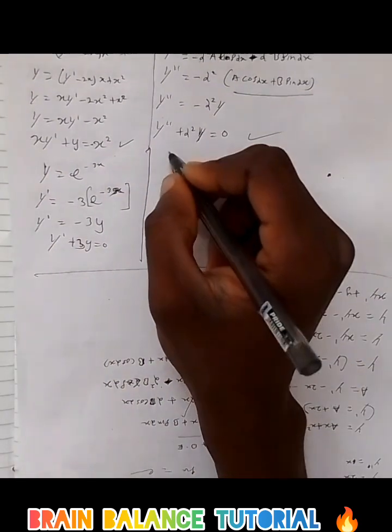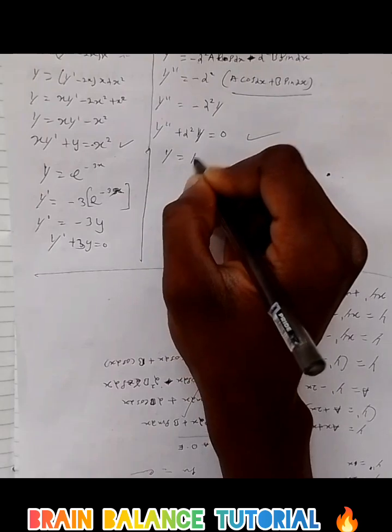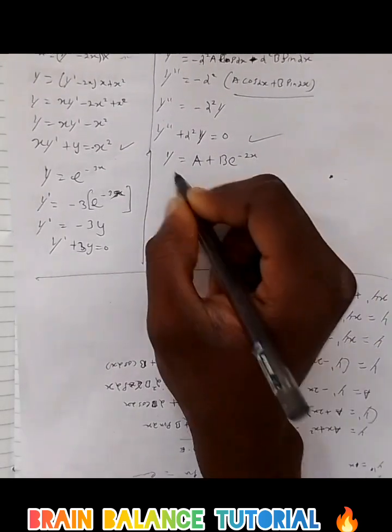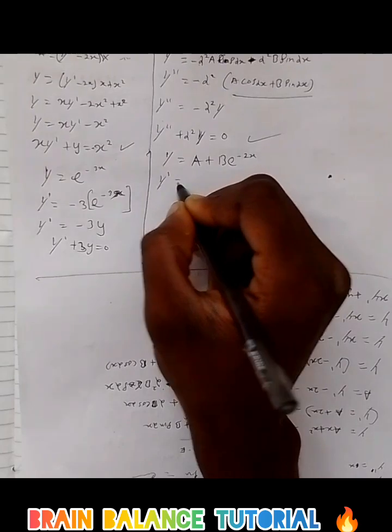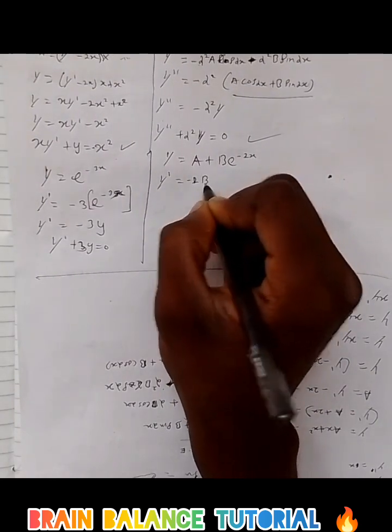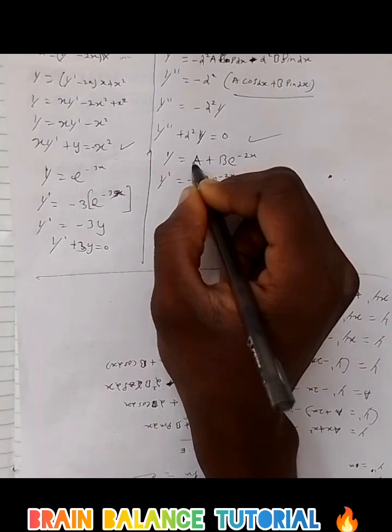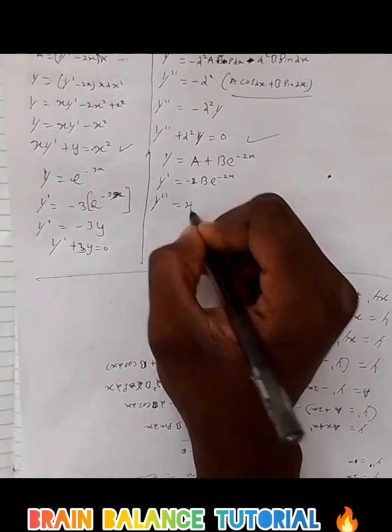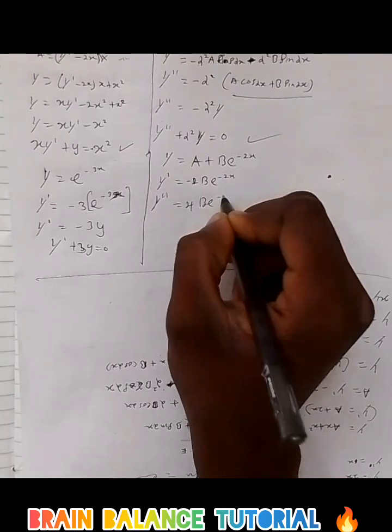So let's say you have something like y equals to a plus b e raised to power 2x. You know, differentiating this would be 2 times, you have minus 2 b e raised to power minus 2x. This will become 0. It's a constant. The second time, you are going to be having 4 b e raised to power minus 2x.